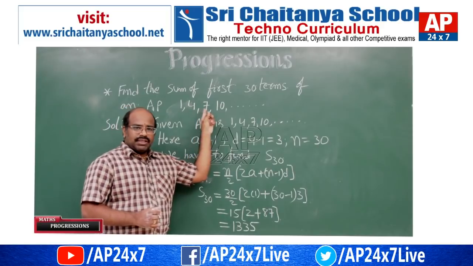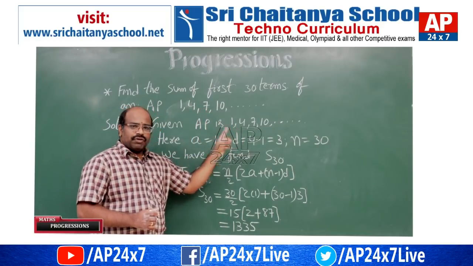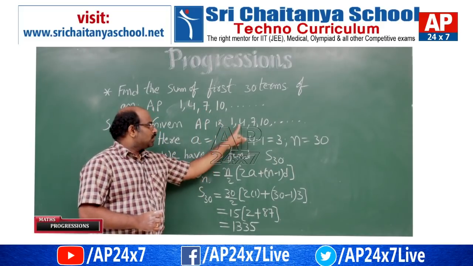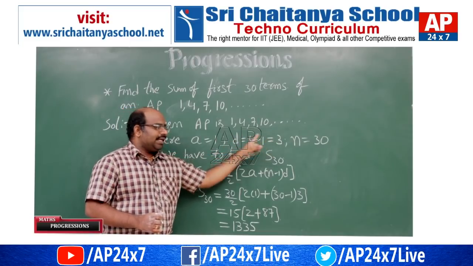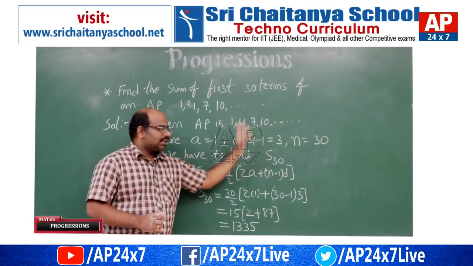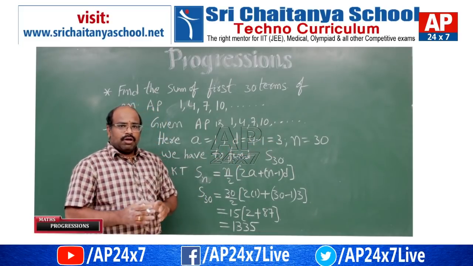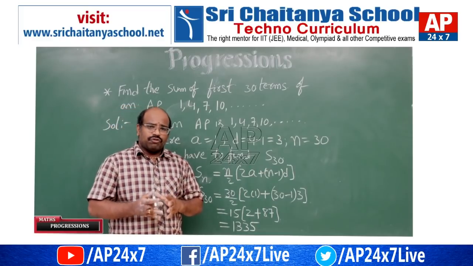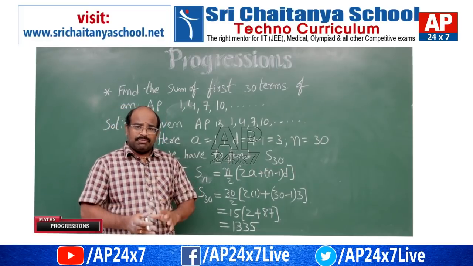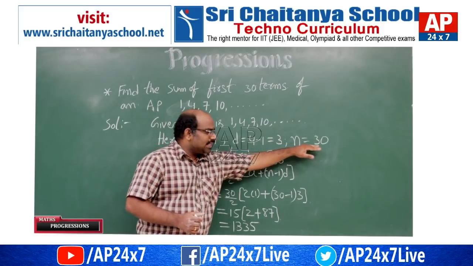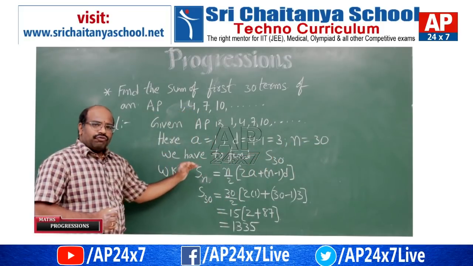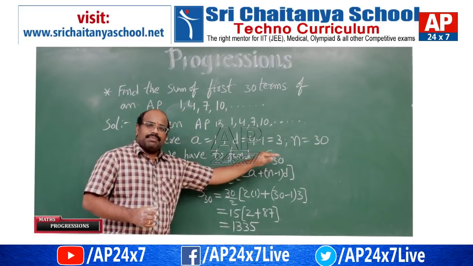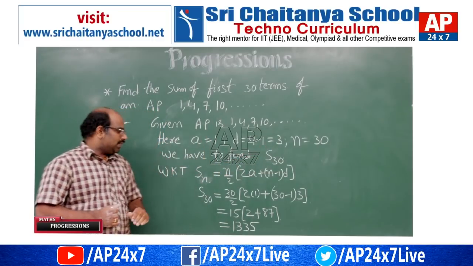Since he already told us that it is an AP, it is enough to calculate one difference. So 4 minus 1 is 3. Therefore, the common difference is 3. Now, how many terms' sum do we have to find? We have to find the sum of 30 terms. Therefore, n is equal to 30. We have to find the sum of 30 terms. That means we are supposed to calculate S30.